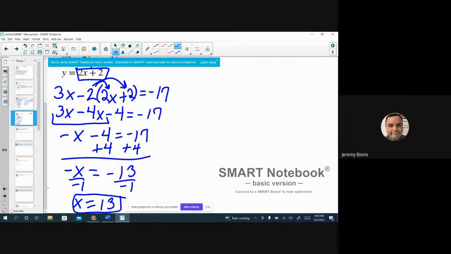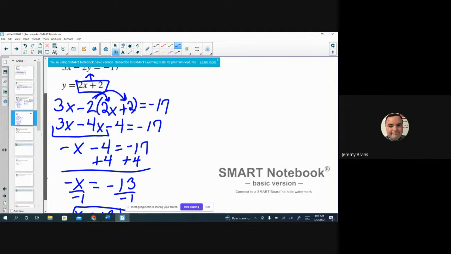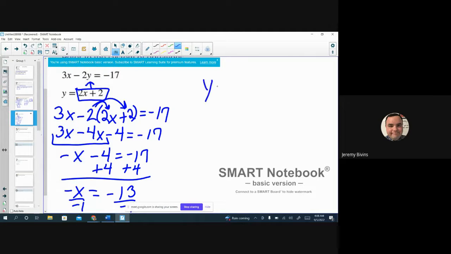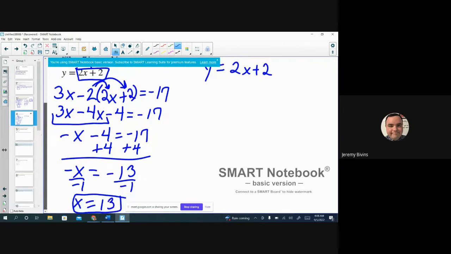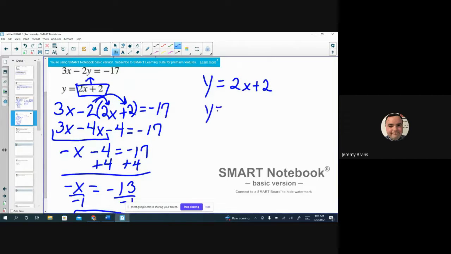Now you can go back to either of your equations up here, but again, I like where we have either a y or x equals. We have y equals 2x plus 2. And I just found out that x is 13. So I'm going to put the 13 in for x. So y equals 2 times 13 is 26 plus the 2. 26 plus 2 is 28. Put it in a box.